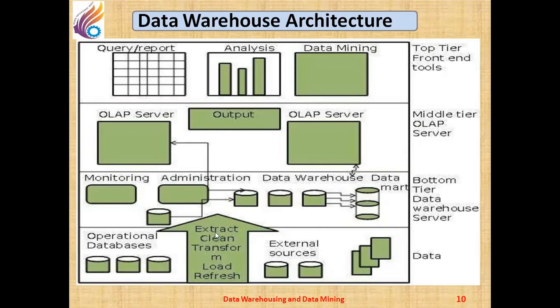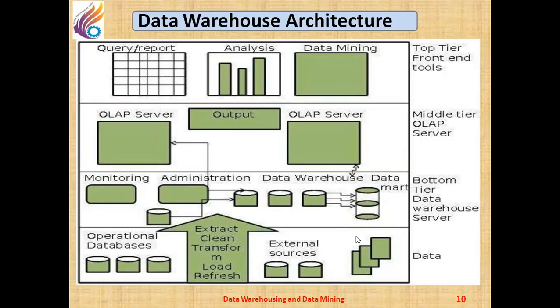After the cleaning and smoothing of data has been done, it has to be stored in the data warehouse. So the bottom tier is the data warehouse server. You store the data that has been extracted, cleaned, transformed and refreshed by loading it into the data warehouse. How does the data warehouse look? You can have a view of it in a larger volume or in the form of data marts. Data marts are partitions of data.